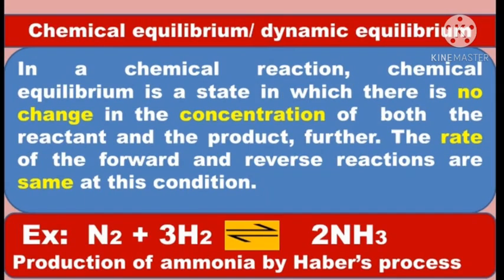Chemical equilibrium or dynamic equilibrium. In a chemical reaction, chemical equilibrium is a state in which there is no further change in the concentration of both the reactant and the product. The rates of the forward and reverse reactions are the same at this condition. Look at this example. Production of ammonia by Haber's process. It is a good example to explain dynamic equilibrium.